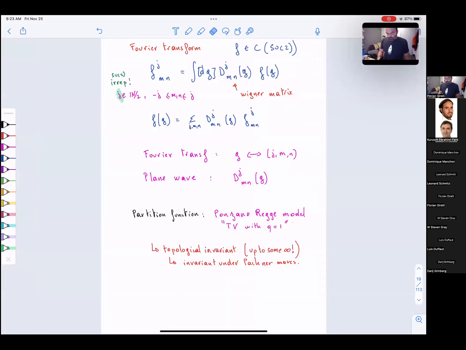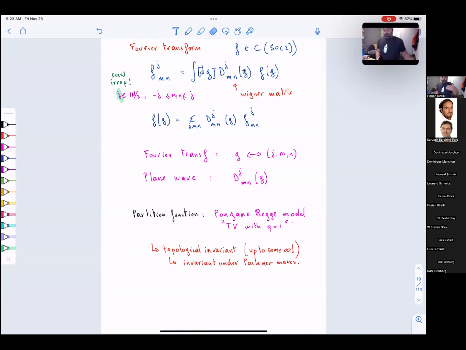If we want to actually relate that to the Ponzano-Regge model, we have to go to the representation picture. And so instead of considering the h, the group valued, what we do is we go to the representation picture.